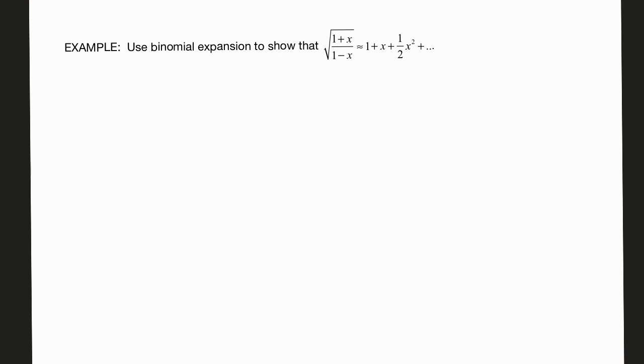Okay, so for this one, it's saying, let's use binomial expansion to show that this equals this. And notice with the dot, dot, dots here, that it does kind of keep going. We're only going to expand it out as far as we need to.